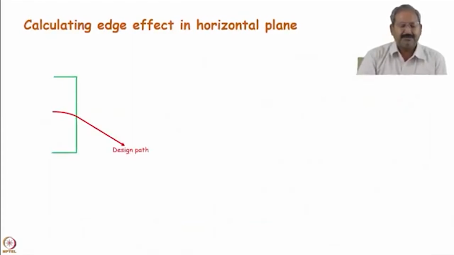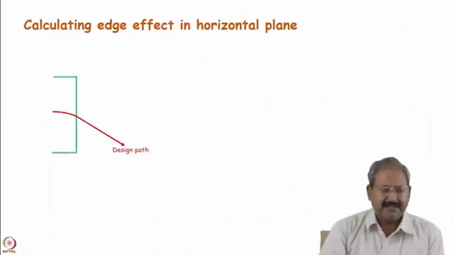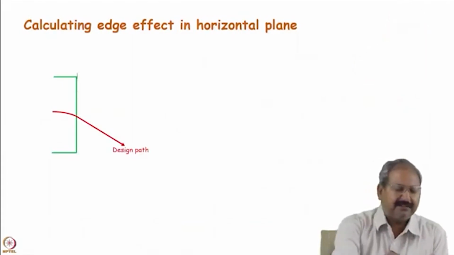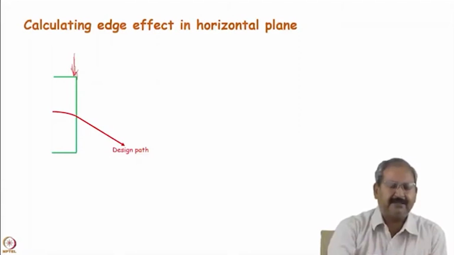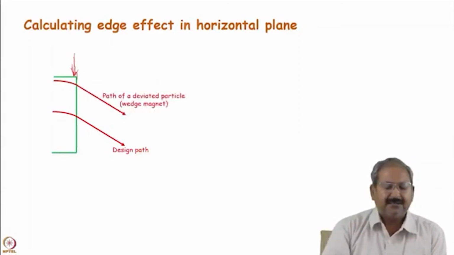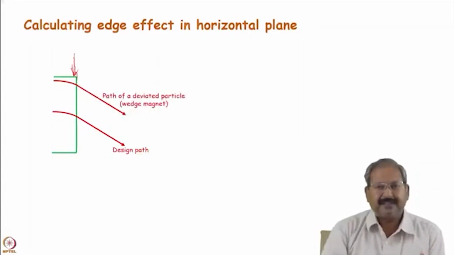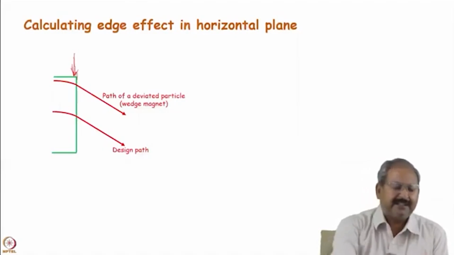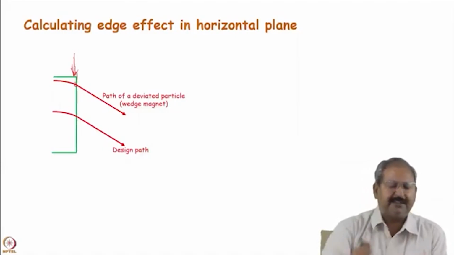So now suppose this is the magnetic edge, and the design trajectory is exiting at a certain angle from the magnetic edge. Now we take a trajectory which is deviated from the design axis and it exits from here, from the magnetic edge.